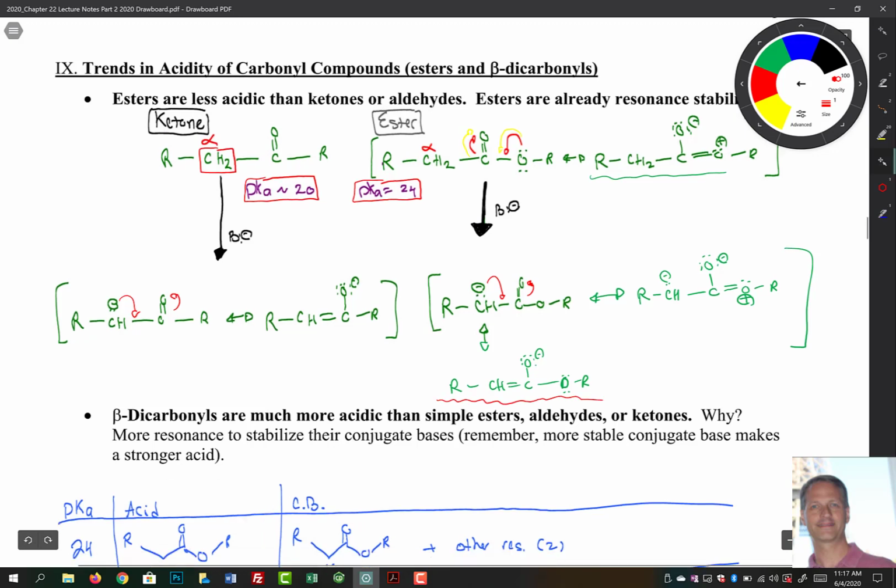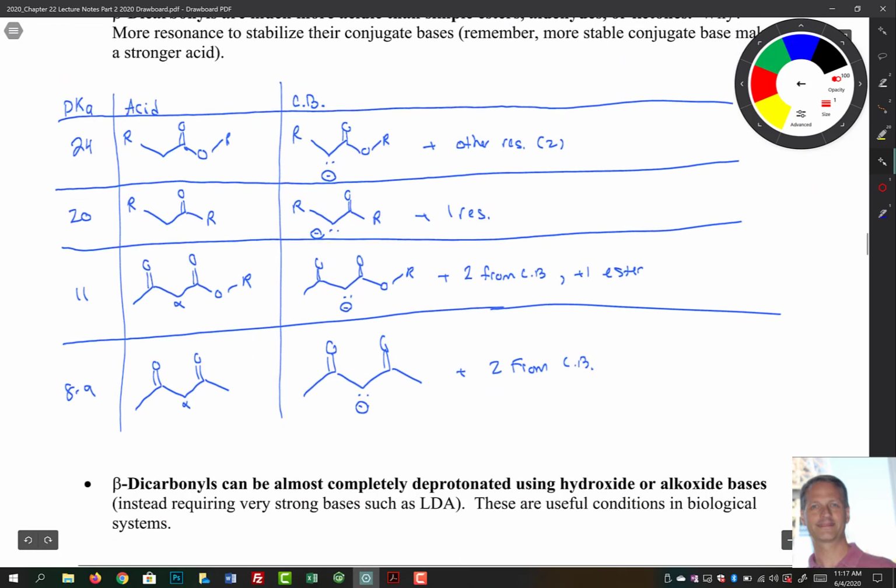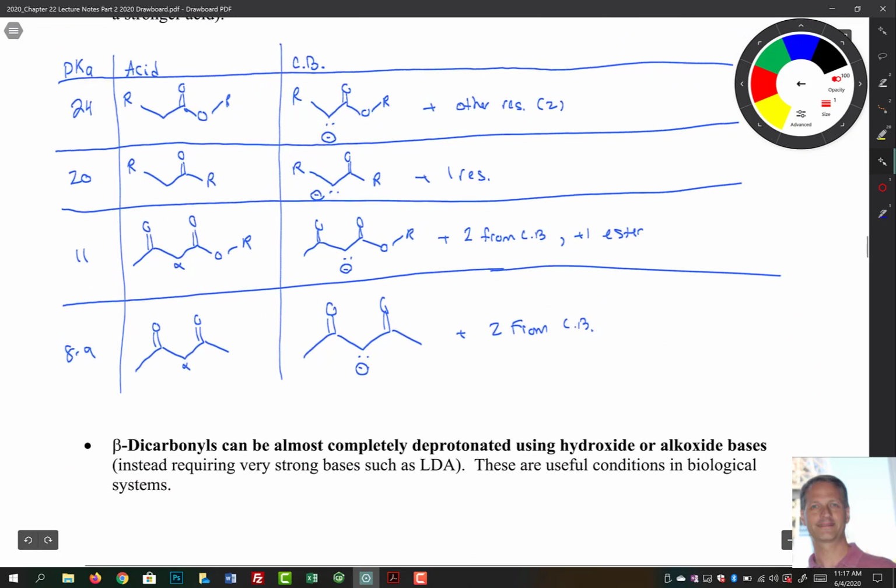Okay? So if we look down here below, here's the general trend that we have seen in this whole chapter. You have esters that have pKas about 24. Right, so here's our 24. You come down here and you have ketones. Ketones have pKas of about 20. We just mentioned that.